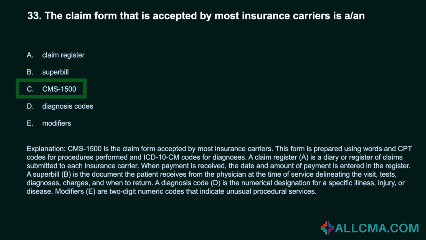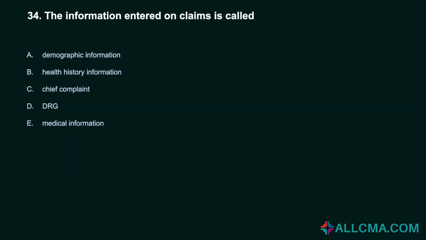A superbill, B, is the document the patient receives from the physician at the time of service delineating the visit, tests, diagnoses, charges, and when to return. A diagnosis code, D, is the numerical designation for a specific illness, injury, or disease. Modifiers, E, are two-digit numeric codes that indicate unusual procedural services.